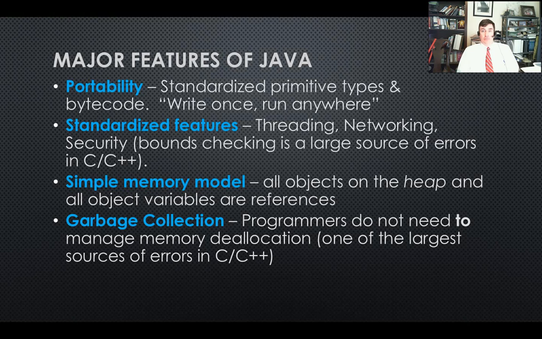Java has garbage collection, which means the Java virtual machine keeps track of all the references to all the objects that have been instantiated, and it automatically deletes the ones that are no longer referenced. So again, that's another feature of security, because memory management is one of the biggest sources of errors in C and C++. So again, Java has sacrificed a little bit of speed for that extra security.